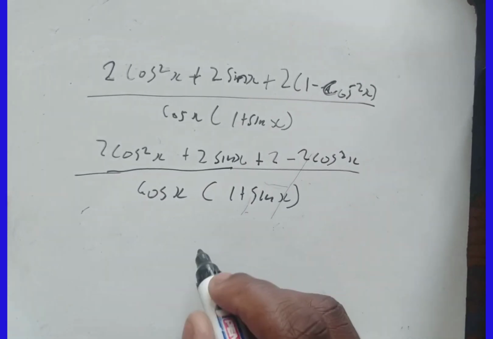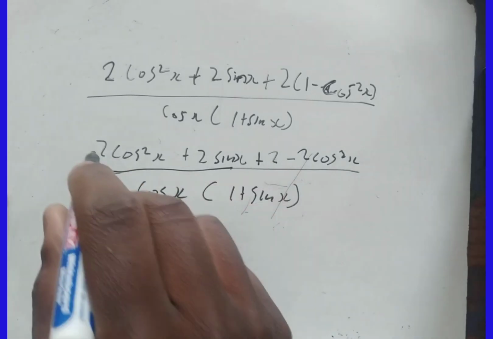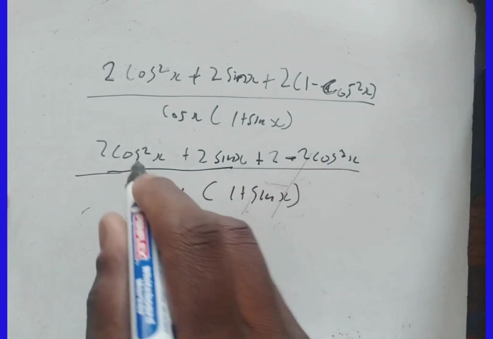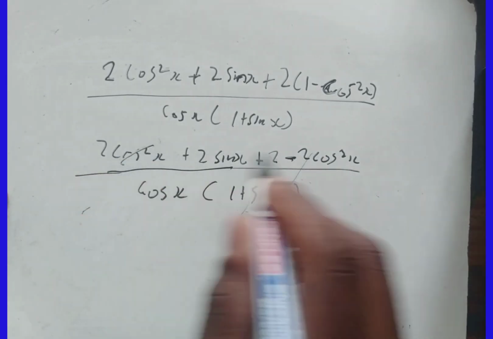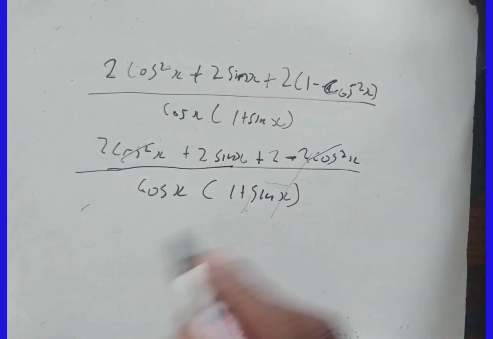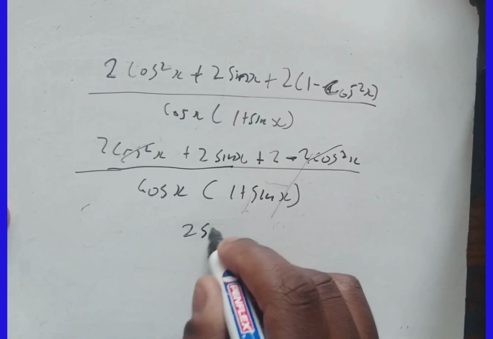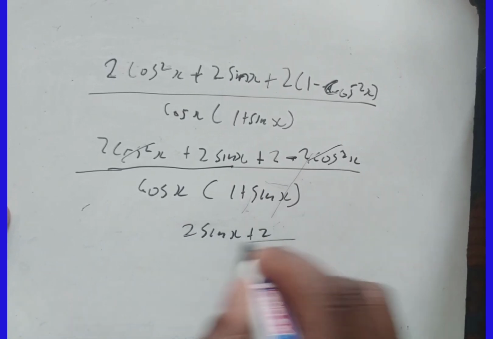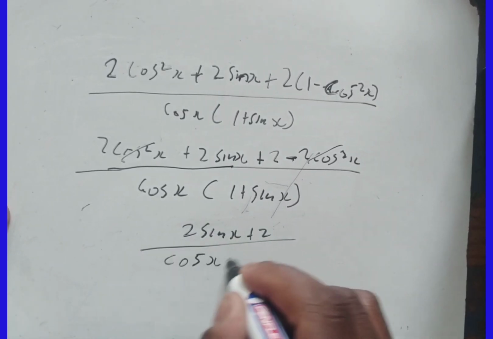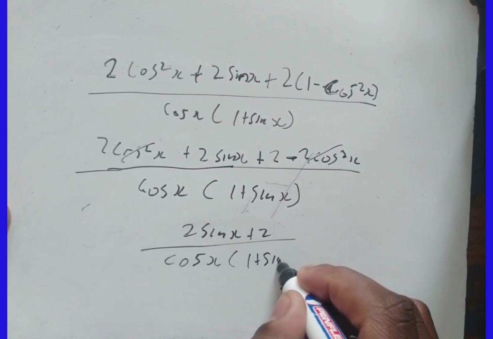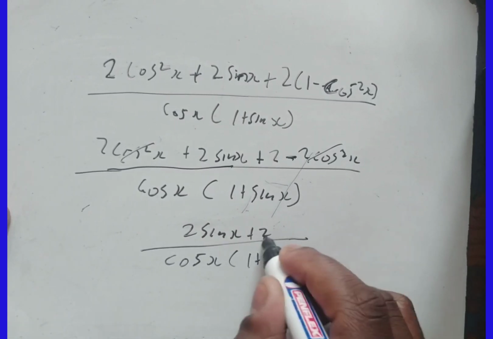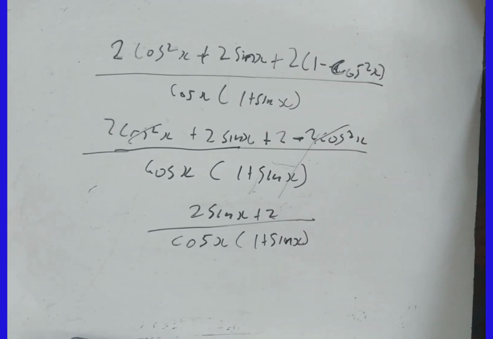So notice these two are exactly the same but with different signs, so they cancel out. 2 cos squared minus 2 cos squared is 0, right? So what will be left is 2 sine x plus 2 all over cos x times 1 plus sine x. And notice we can't go further here, but we can do something.